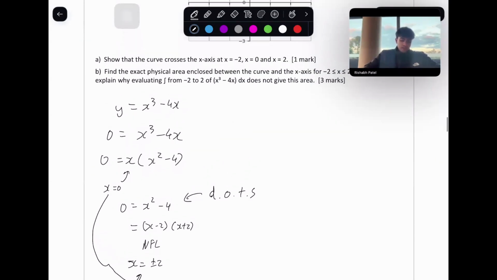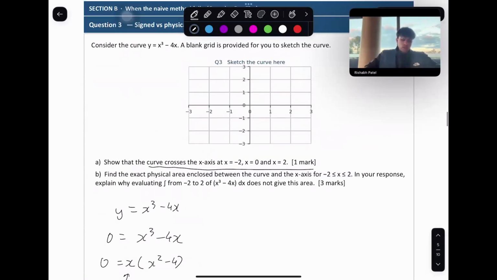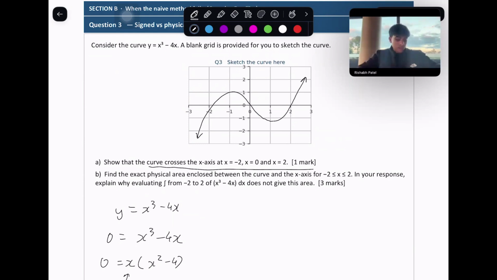And hence, since those are three solutions, those are the cross points on the x-axis. And since it's a positive cubic function, we have it going in this direction. So it looks something like that. We don't need to know the exact turning points. They didn't ask us for it. And the graph looks like that.